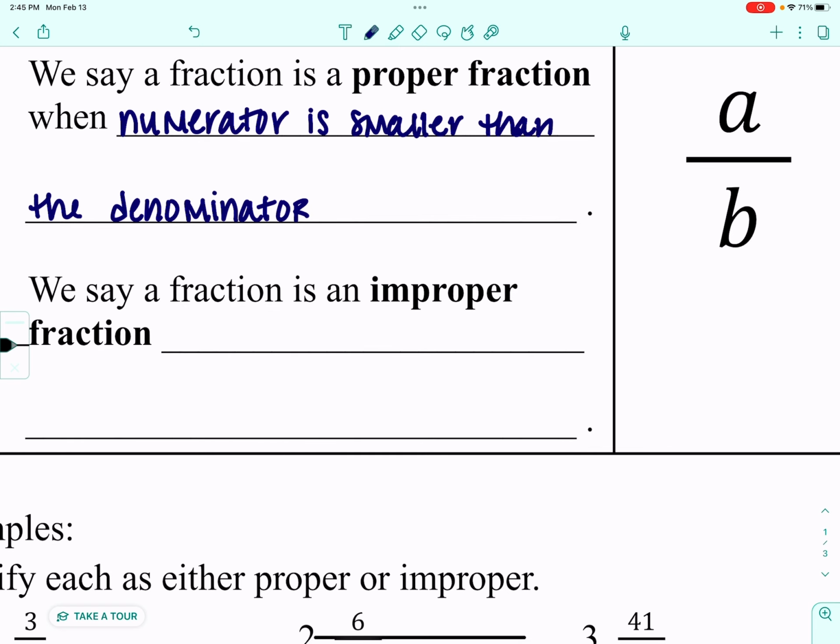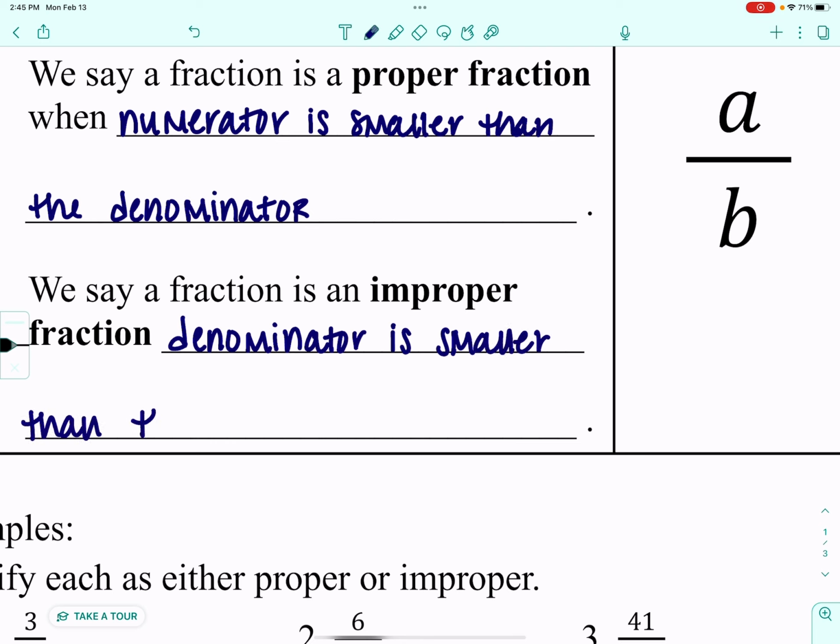A fraction is improper when the denominator is smaller than the numerator. But those two definitions are completely useless if you don't remember the difference between denominator and numerator.